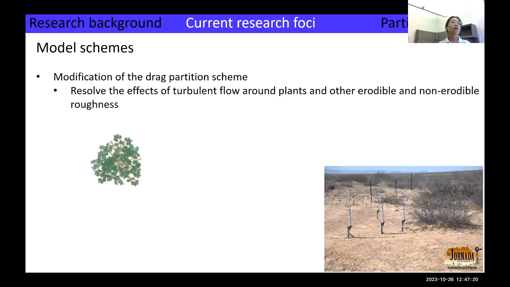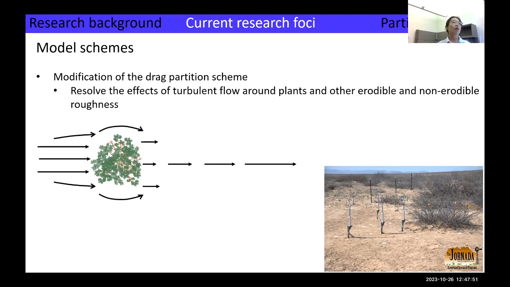So for the model development, my contribution to this project will be on the modification of the drag partition scheme. Technically, we want to resolve the effects of turbulent flow around the plants and other erodible and non-erodible roughness. Previously, our model mainly included the shelter effect immediately behind the plants, as you see by those black arrows that indicate the magnitude of wind speed.